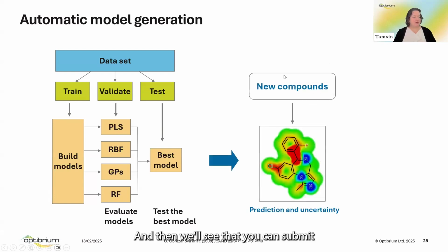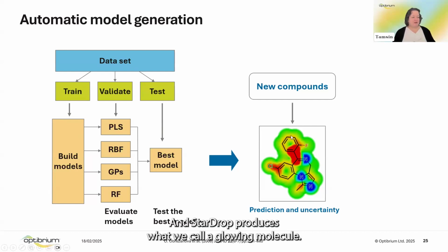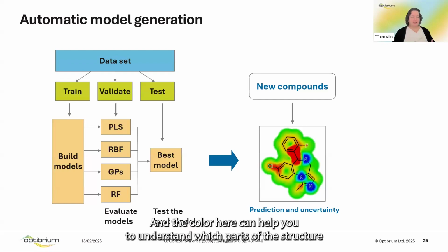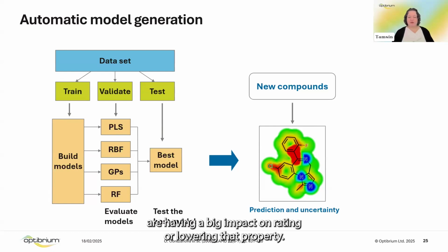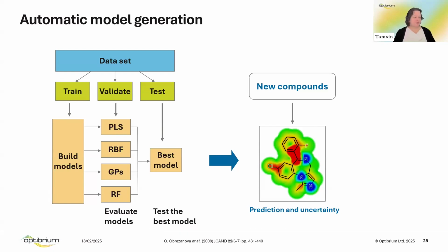And then we'll see that you can submit new compounds to get the predictions. We get not only the predicted values, but also the uncertainty in that value. And StarDrop produces what we call a glowing molecule. And the color here can help you to understand which parts of the structure are having a big impact on raising or lowering that property.